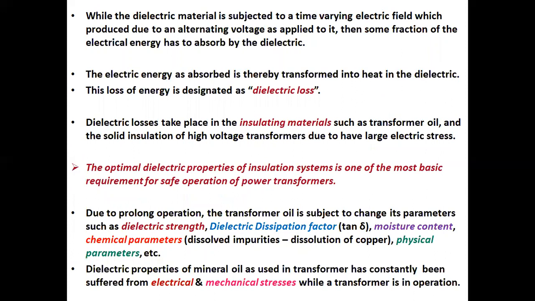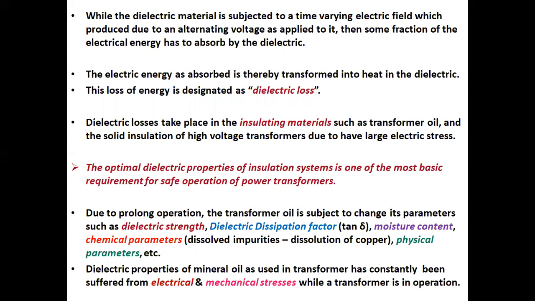While the dielectric material is subjected to a time-varying electric field, which is produced due to an alternating voltage applied to it, some fraction of the electrical energy is absorbed by the dielectric. The electric energy absorbed is thereby transformed into heat in the dielectric. This loss of energy is designated as dielectric loss.